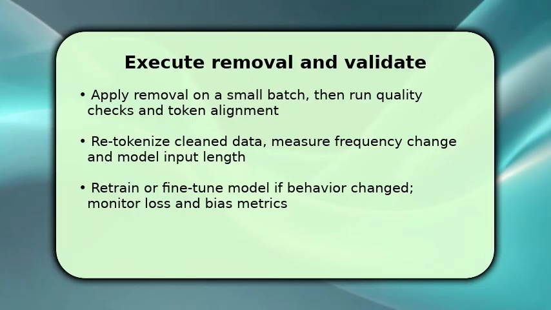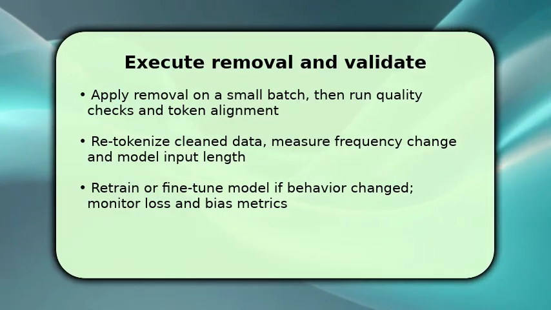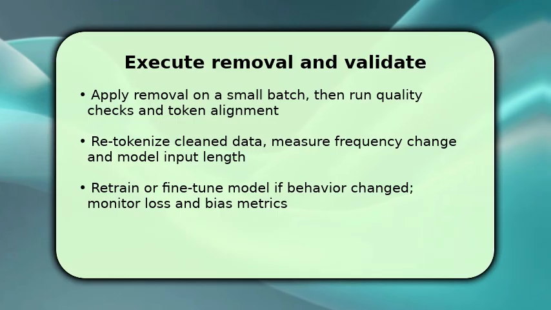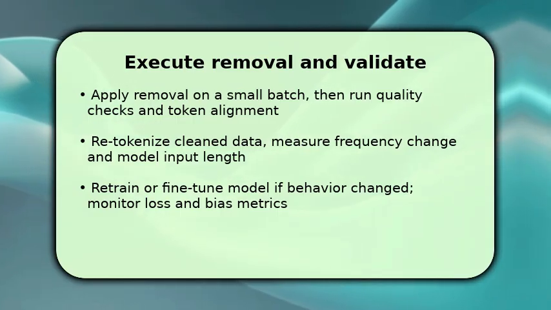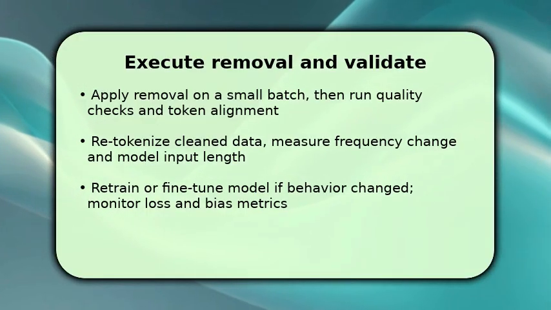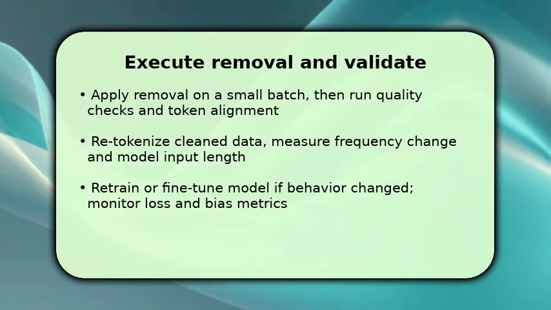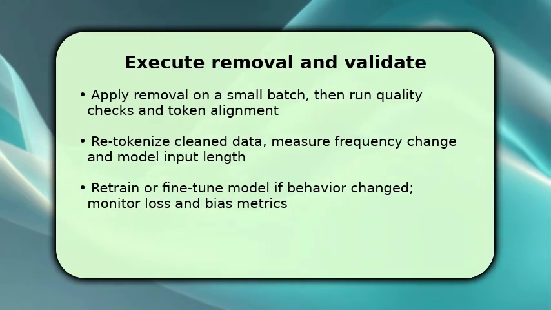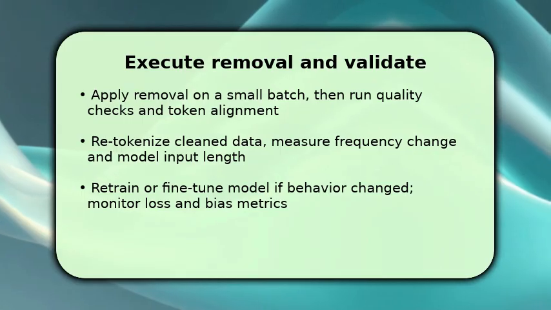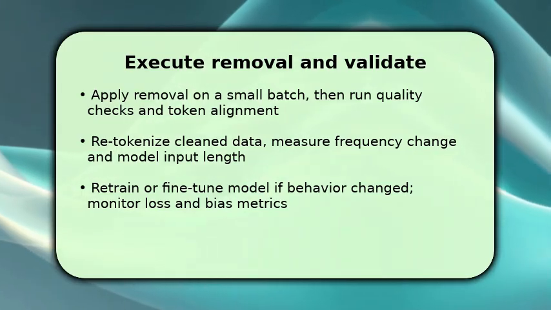You finish by applying the removal at scale and validating results. Run the routine on a small batch, retokenize, and inspect samples to ensure surrounding text isn't corrupted. Measure token frequency and input length distributions so you can adjust batching and padding. Once confident, process the full dataset, then retrain or fine-tune models as needed because vocabulary and context have changed.